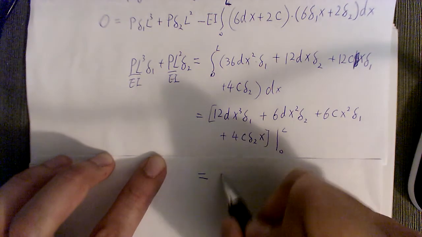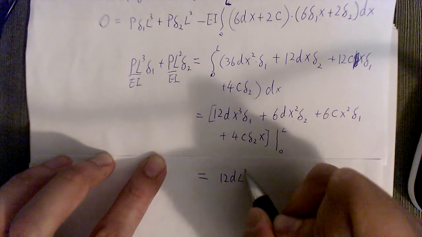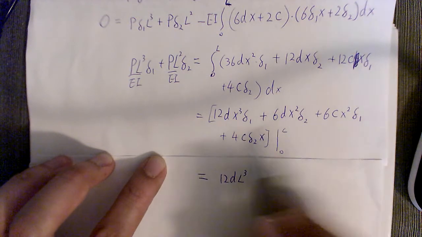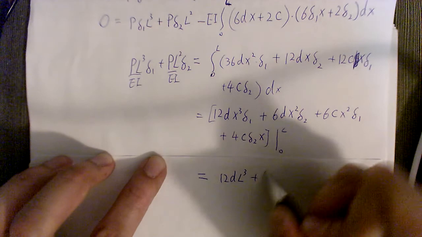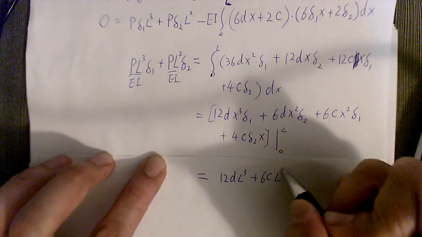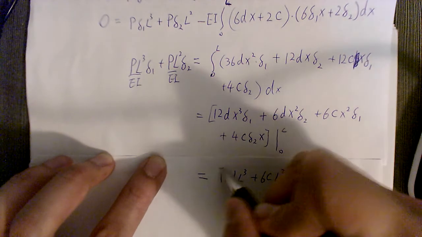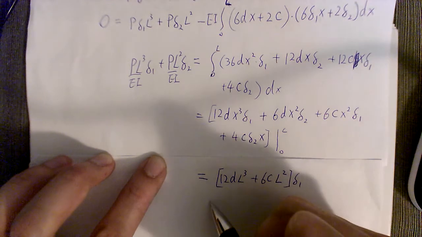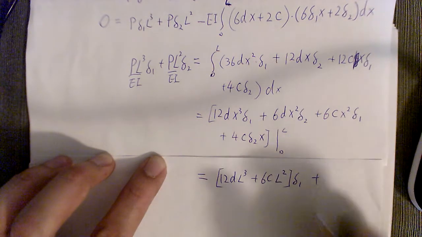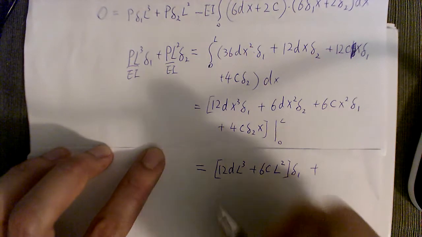The first term is the 12d L third. And then where's another delta 1 here? Okay, here. So plus 6c L second times delta 1. Then plus, I'm running out of space here, so I'm going to write it here.